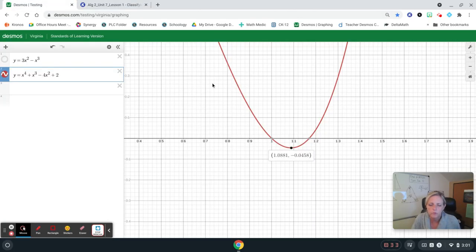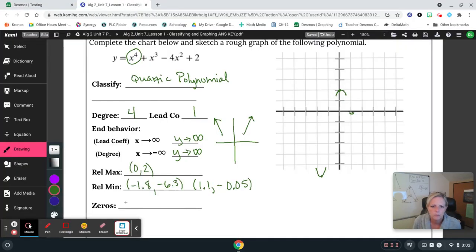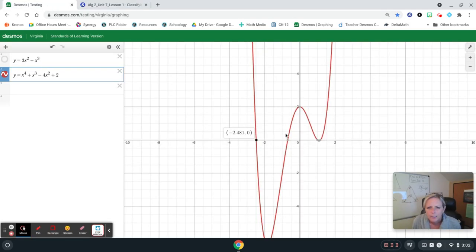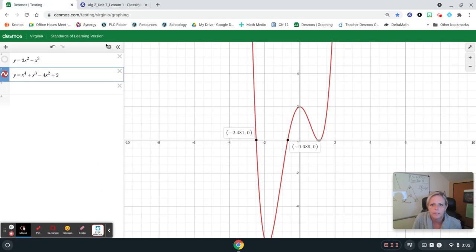And now we're looking for the zeros. Okay, so I'm going to hit the home button. And I have a 0 here, which is about negative 2.5. So we'll go over here. And I know I have to go through the graph there. And we have a 0 at negative 0.7, which is not quite 3/4 of the way, so we'll put a point right there.